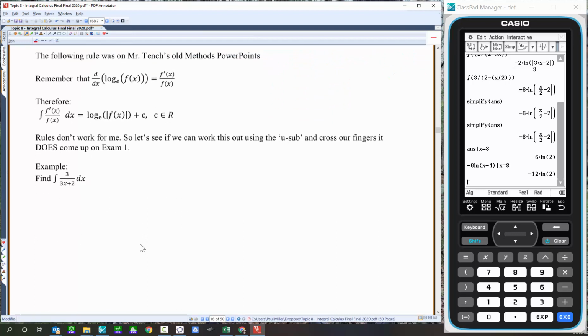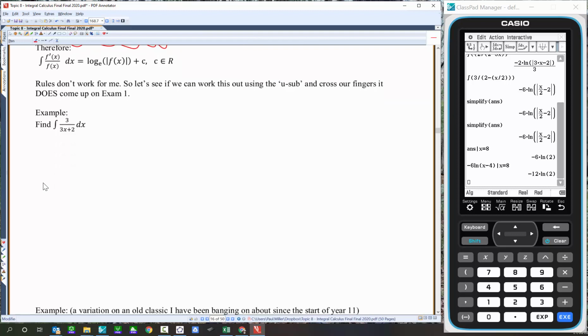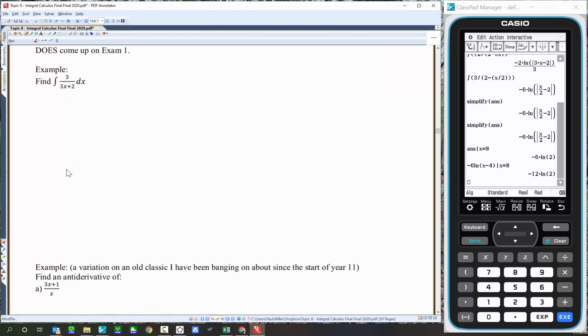All right. So what we'll do is note that this is a rule. Again, this is the rule that's explained in Mr. Tench's old methods PowerPoints, but also it's in Cambridge as well. But I don't really know what the rule is or how it works, so I'm just going to u-sub it and let's just see how it works.